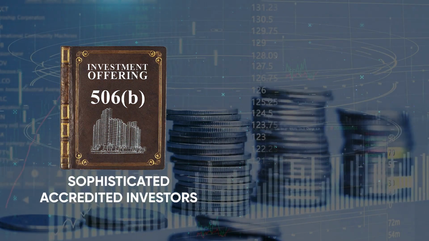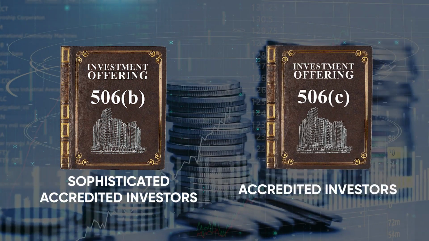You need to understand what types of investors you can raise money from. The 506B is for sophisticated and accredited investors, and 506C is for accredited investors. What the heck does all that mean? We're going to talk about that in today's video.